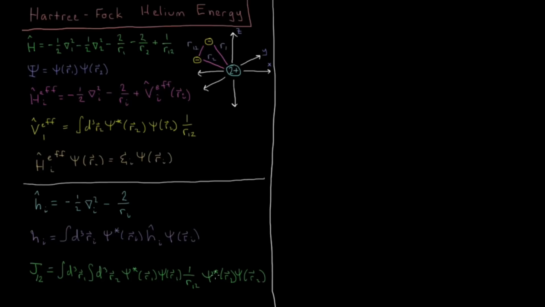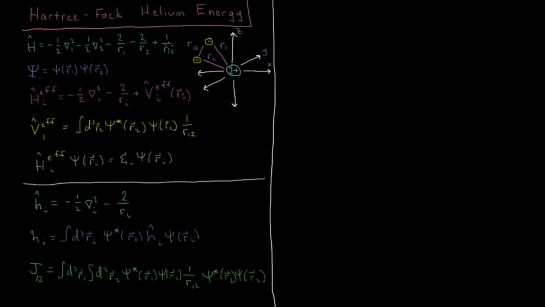And this product, psi star R2 times psi R2, forms the electron density of the second electron. So we have the electron density of electron 1 and the electron density of electron 2, interacting through the Coulomb operator and integrated over all space for both electrons, which gives you the energy you get in the mean field approximation for how much these electrons repel each other. Again, this isn't the exact R12 operator, but in a mean field approximation, in an orbital approximation, this is how we're going to treat this electron repulsion.